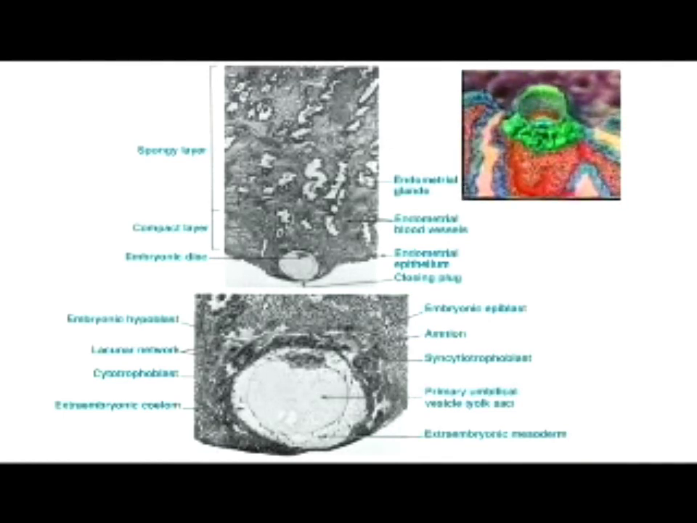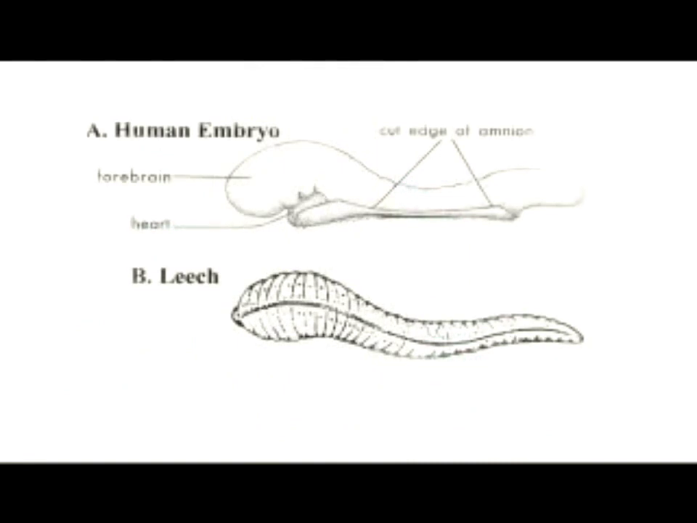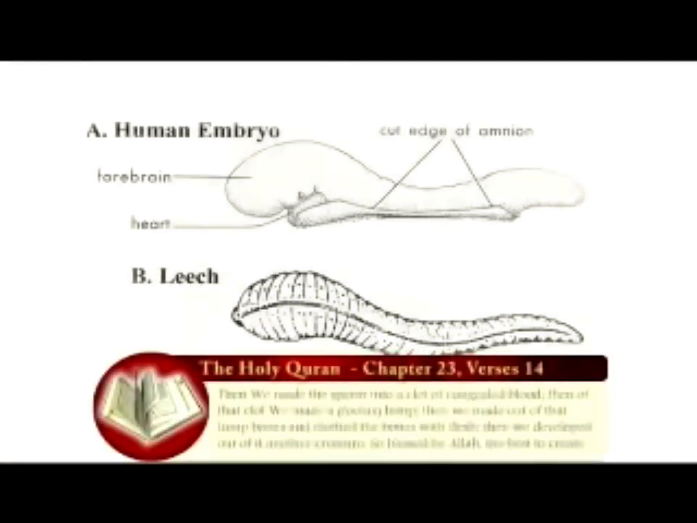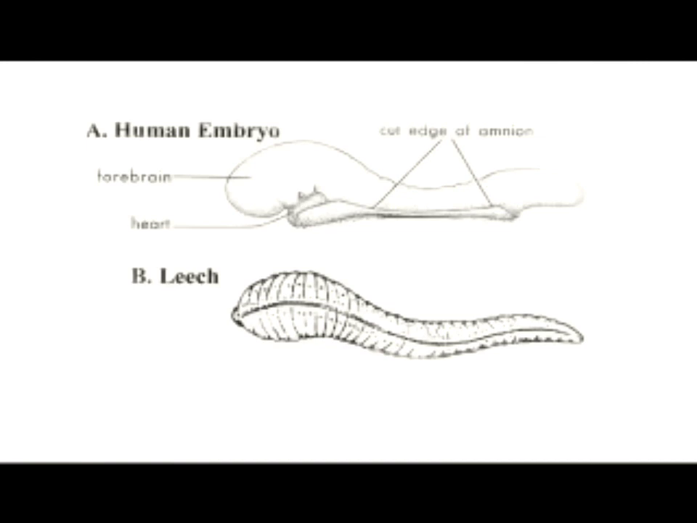Next is Alaka. Let's have the next slide. Alaka is Surah Al-Mu'minun, Ayah 14. Then we created the drop into a leech-like structure. Then of that leech-like structure, we made a chewed-like substance. Alaka refers to a leech-like appearance, especially at about 22 days, as shown in this slide.